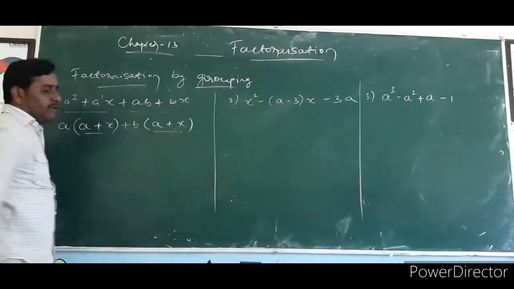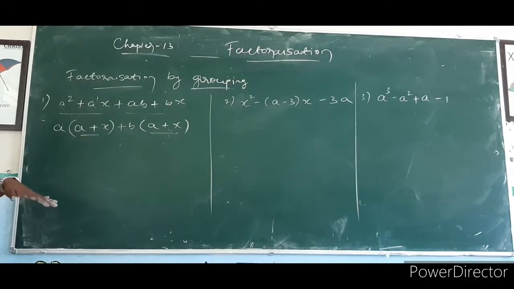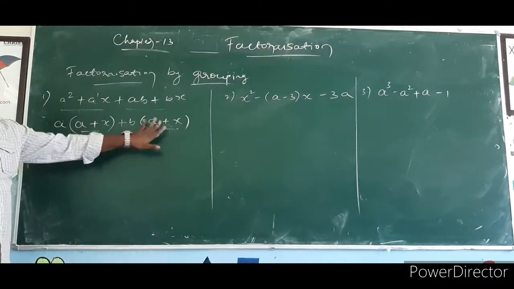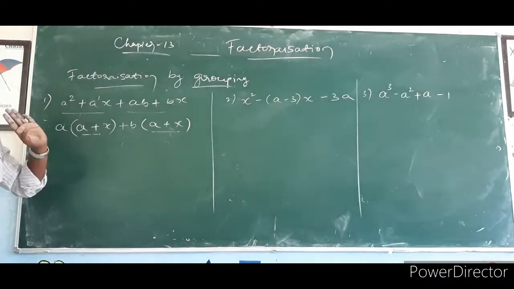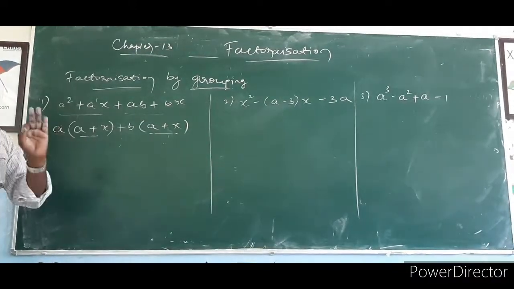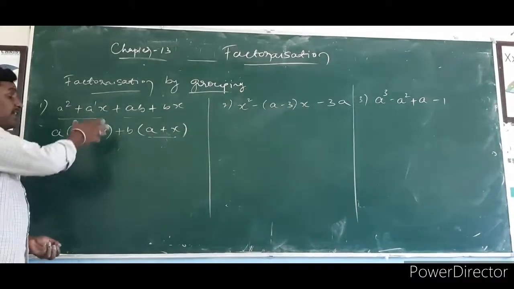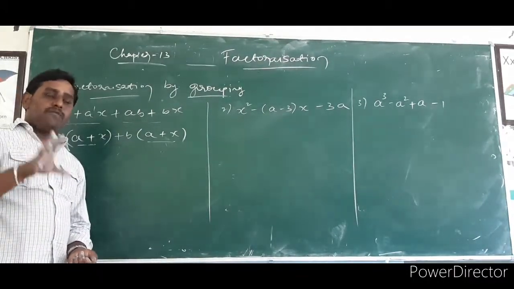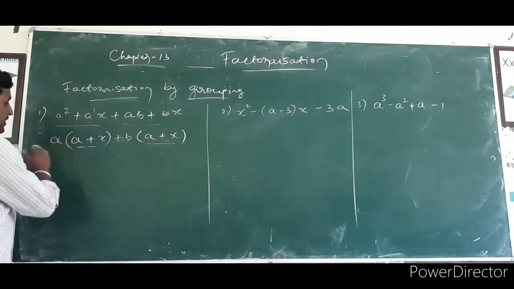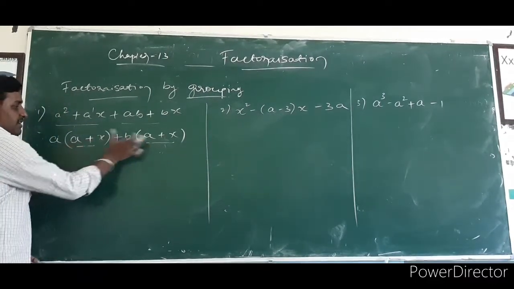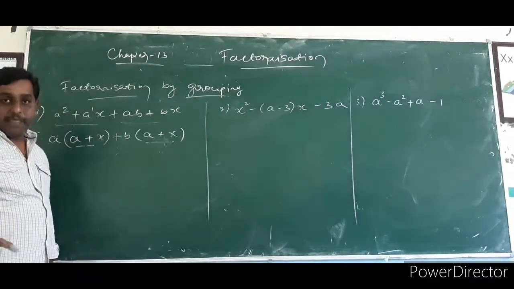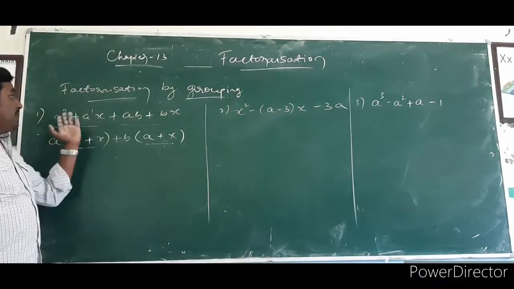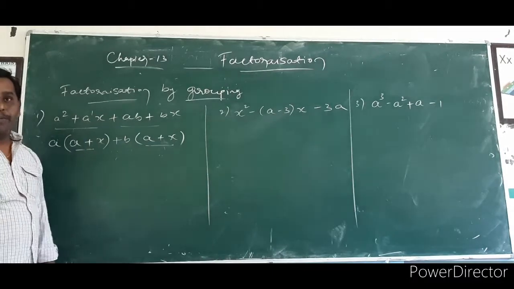If you are grouping, after taking factors outside, this should be common. This should be common with the same sign. If it is different, you are doing the wrong method. That's why while you are grouping the terms, be careful, because after grouping and taking common factor, whatever is inside the bracket should be the same. Otherwise your grouping is wrong. That's why the method is called factorization by grouping.